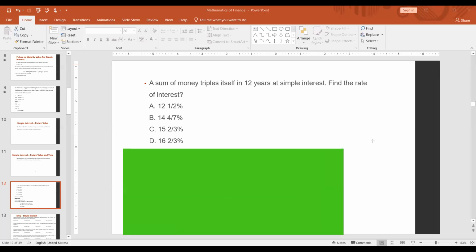Right, here in this one, a sum of money triples itself in 12 years at simple interest. Find the rate of interest. So the money we are going to invest will triple. Triples means three times, right? So we have to find the interest. So this means it's going to multiply by 3.